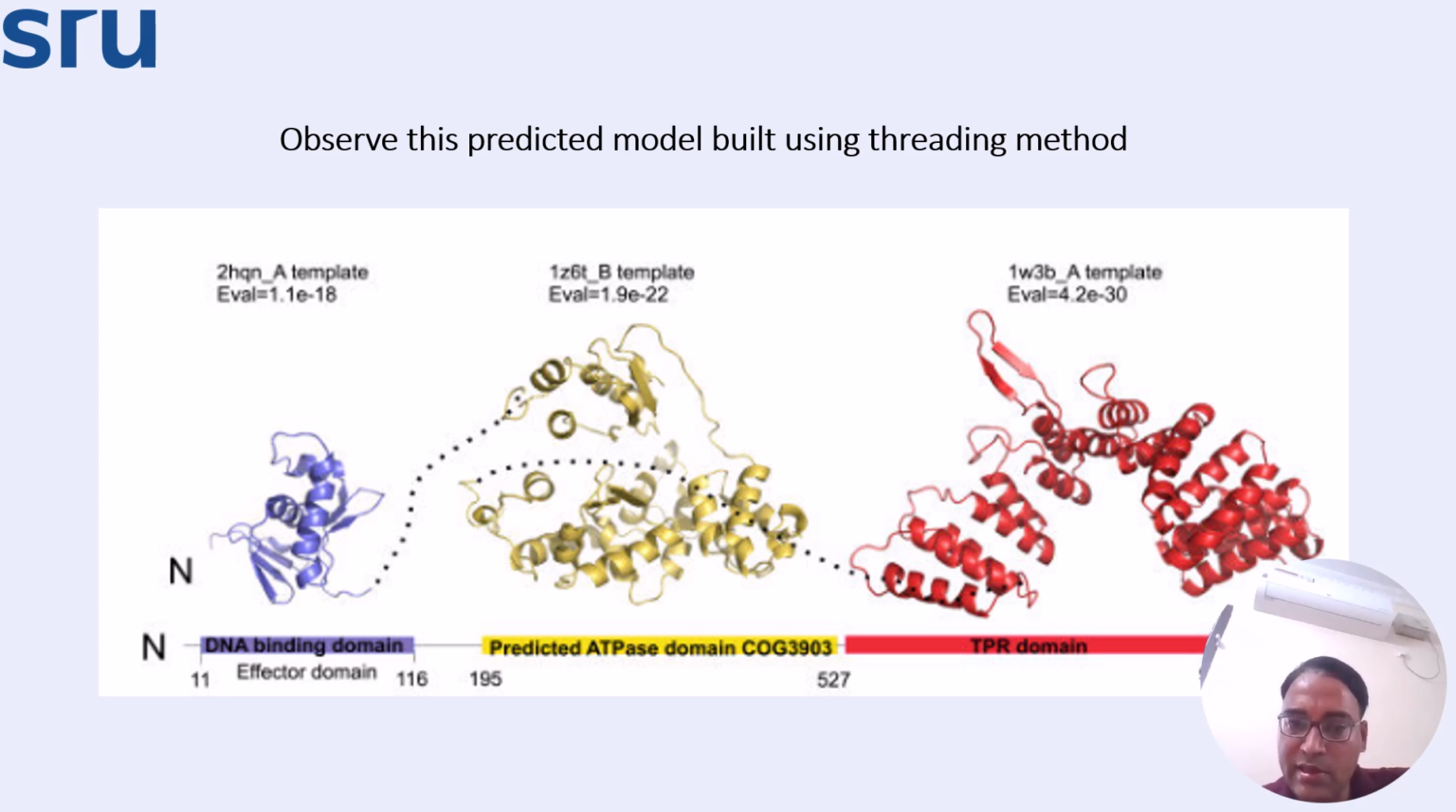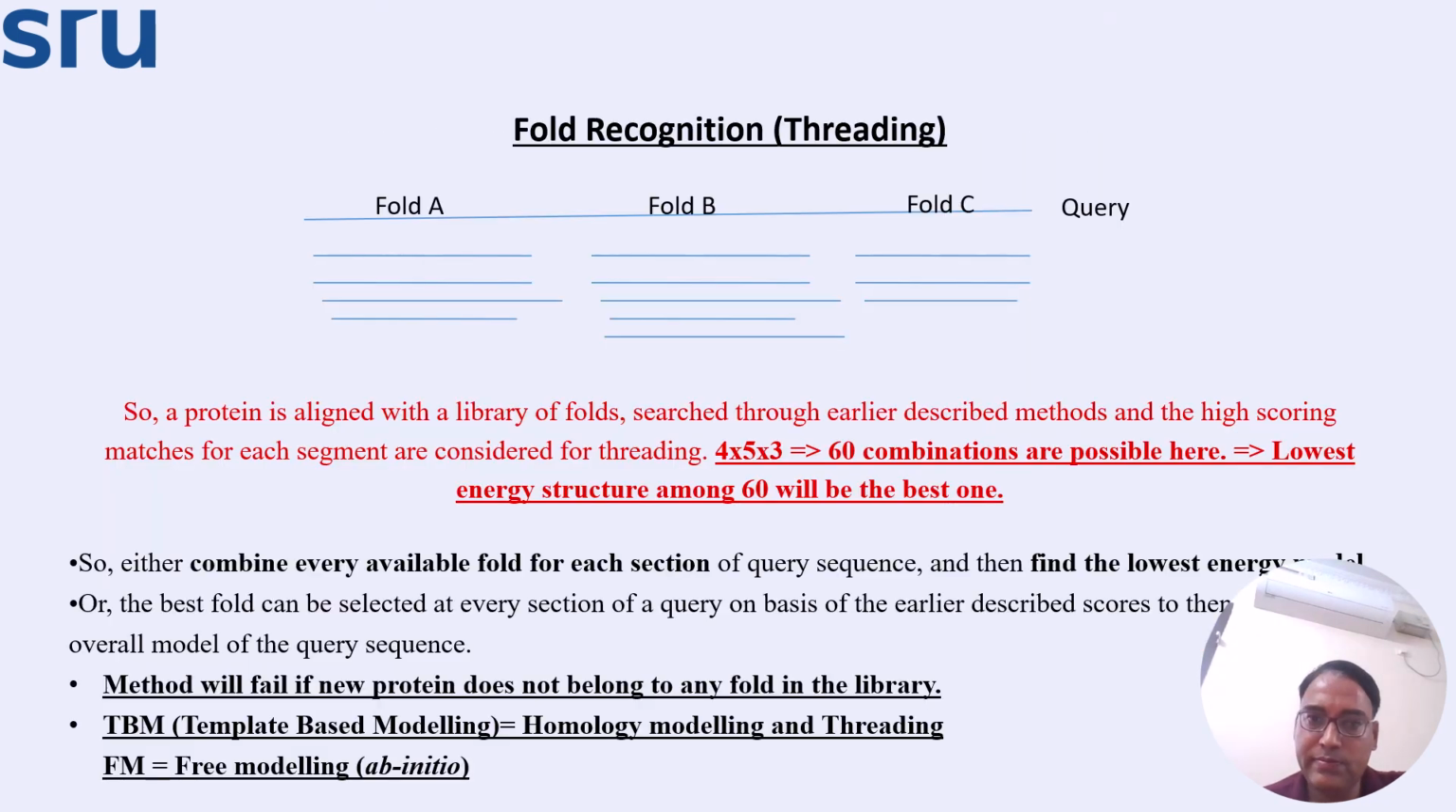This is a small domain here. It's end to end, end to end, and I'm sealing it to make one complete model. So if you understand the fold, the protein is aligned with the library of folds as in the earlier described methods, and high scoring matches for each segment are considered for threading.